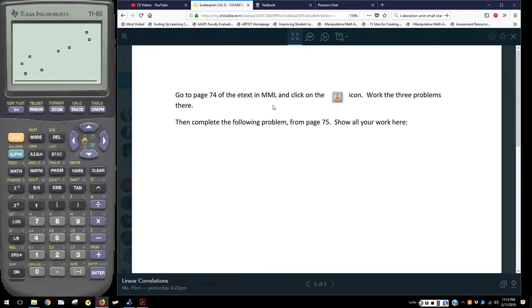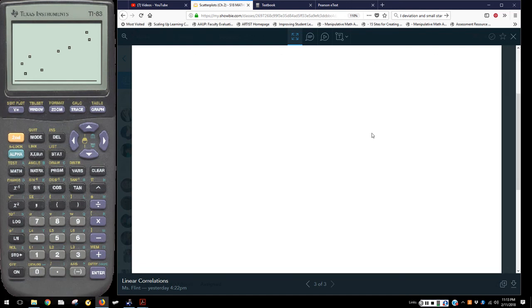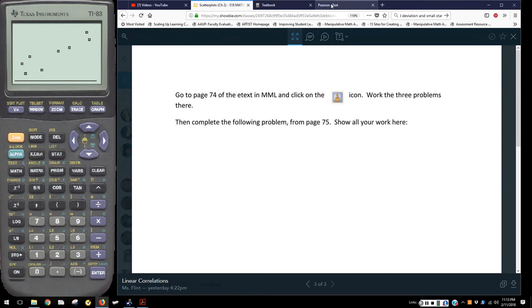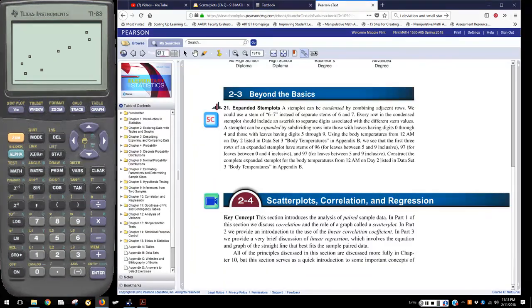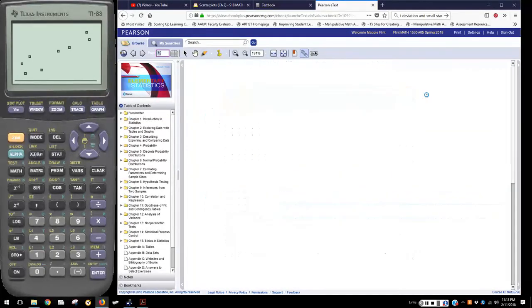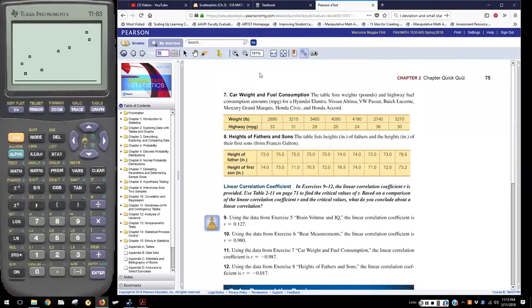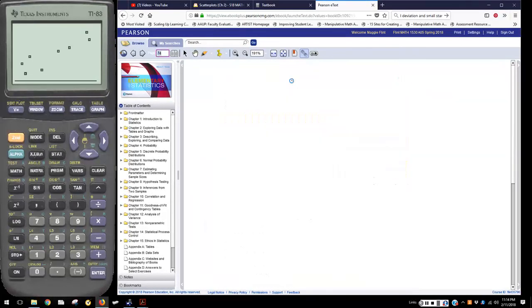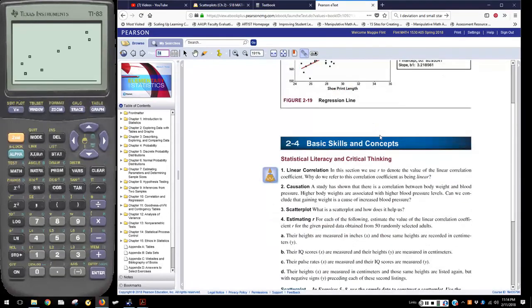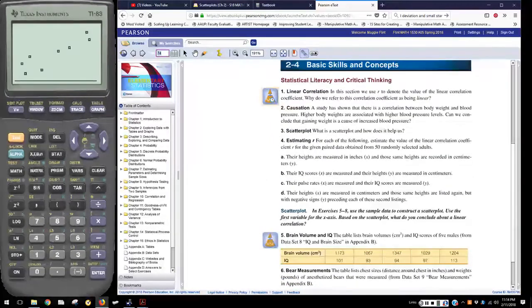On page 74 of the e-text in My Math Lab, I want you to click on this icon, and I want you to work the 3 problems that are there, and then complete the following problem from page 75. So on the e-text, actually I need to go back one. The icon that I want you to click on is this one.